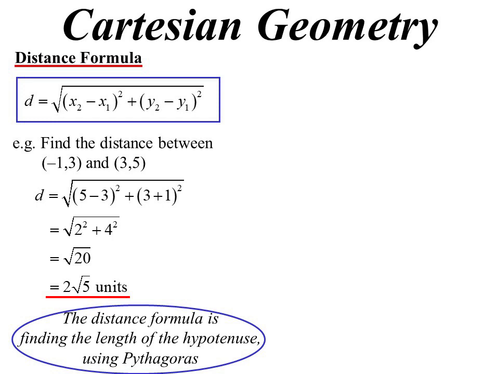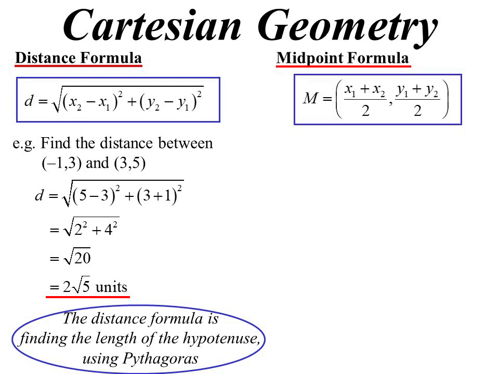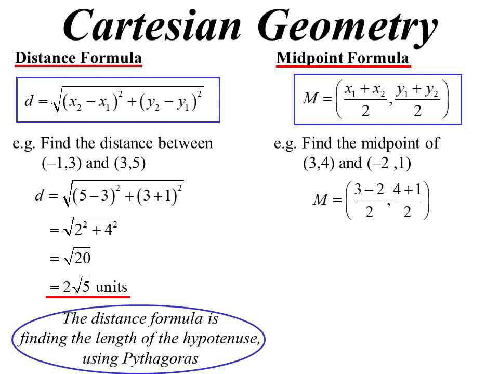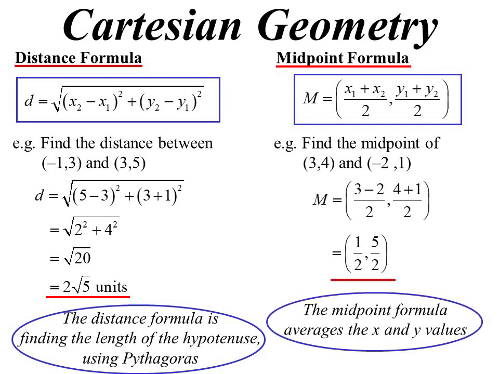That's the distance formula. The other one that we see a lot, of course, is the midpoint formula. And a midpoint is exactly what the name suggests. It's the point that's in the middle of another 2 points. The average, if you like. So that's what we do here. We average the x values, we average the y values. If I find the midpoint, average the x values, average the y values, we get the midpoint.